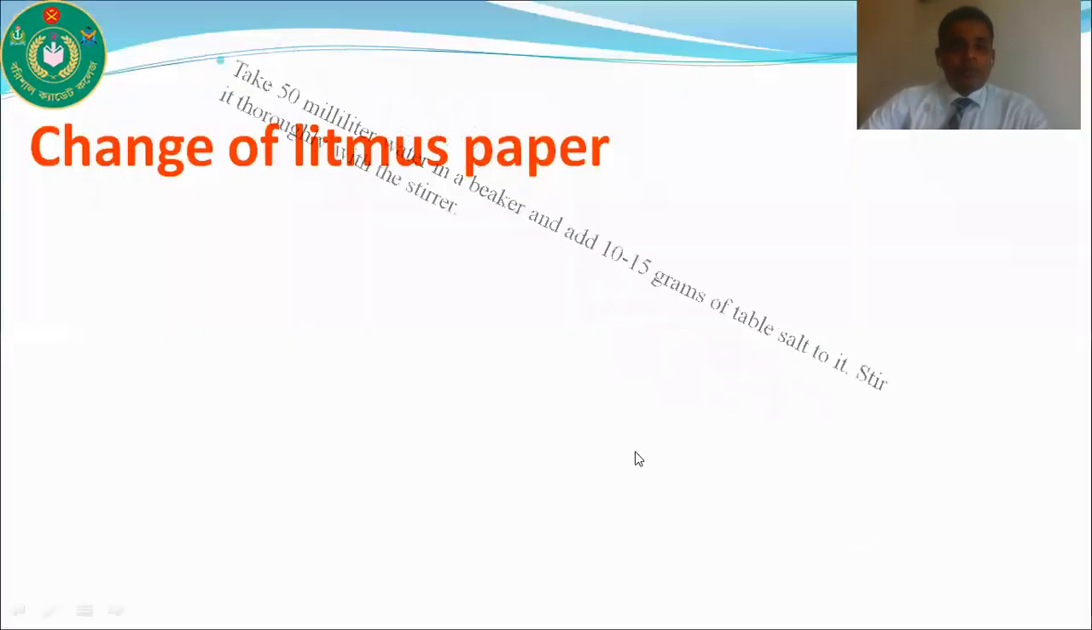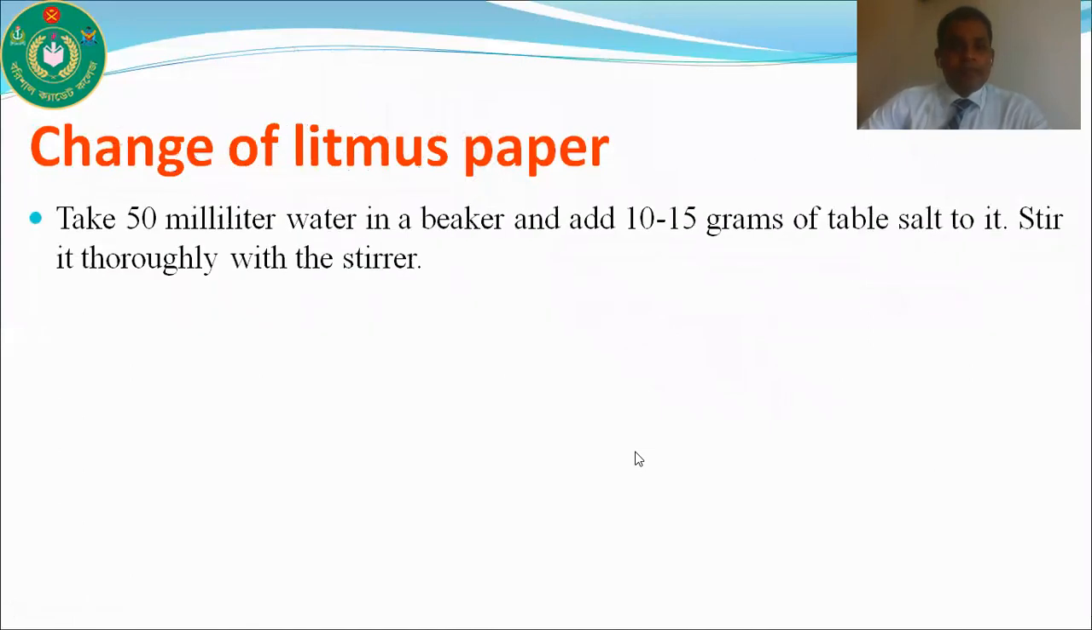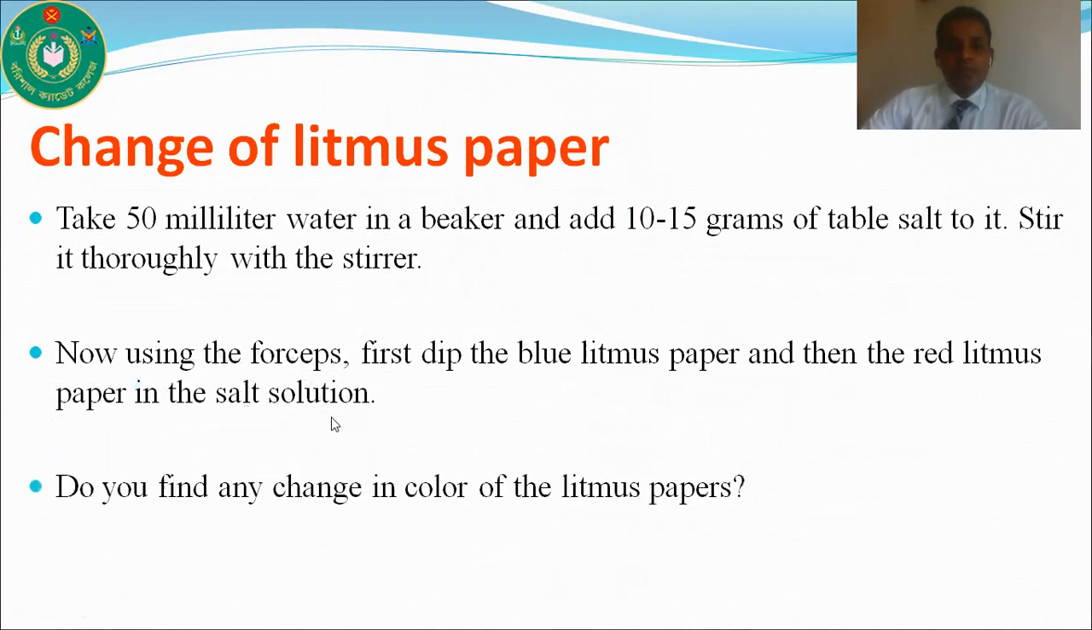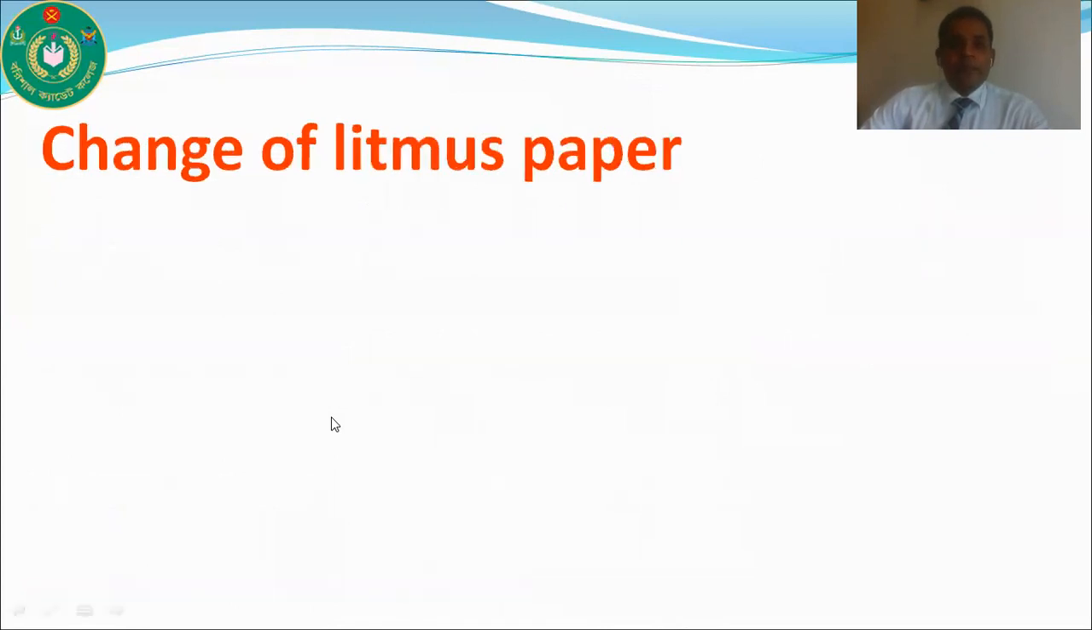So now, change of litmus paper. If we take some table salt in a beaker containing water and stir it thoroughly with a stirrer, and now using the forceps, first dip the blue litmus paper and then the red litmus paper in the salt solution. So do you find any change in color of the litmus paper? No, you didn't find any change in the color of the litmus paper. Why?